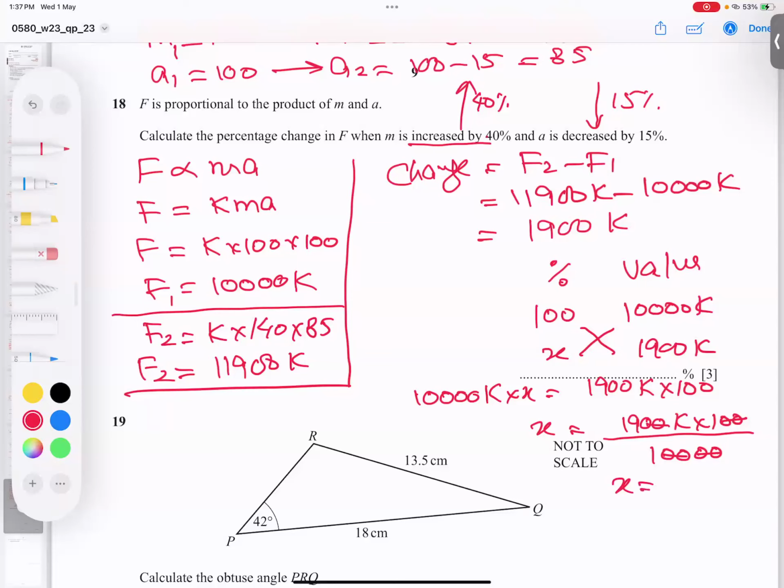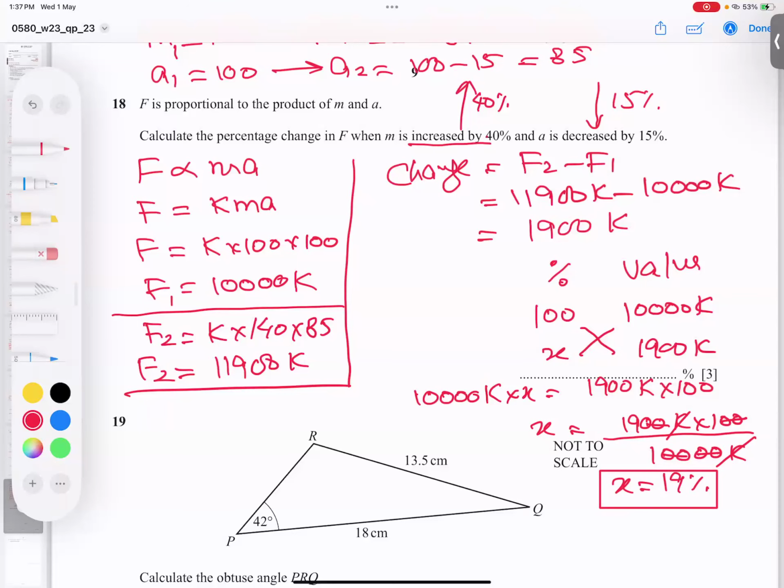So what did I get? Sorry, K is also there. This K comes from here, and K cancels as well. So ultimately I get 19%. So this is the new percentage. How much did I get? 19%. So I think the point is very, very clear.